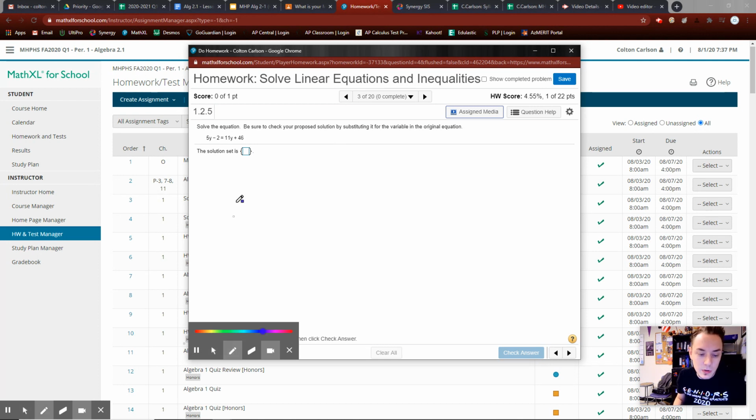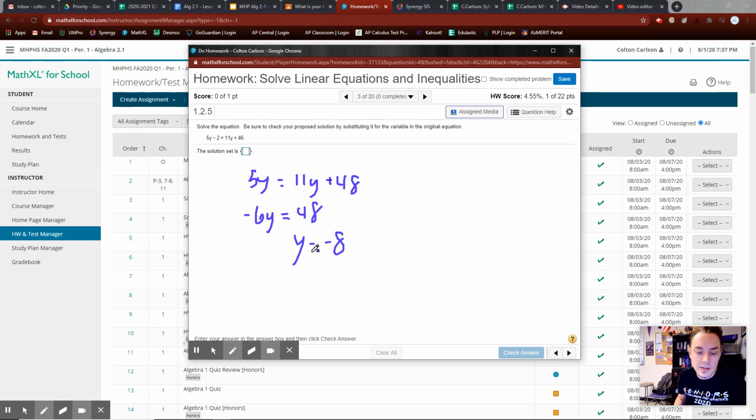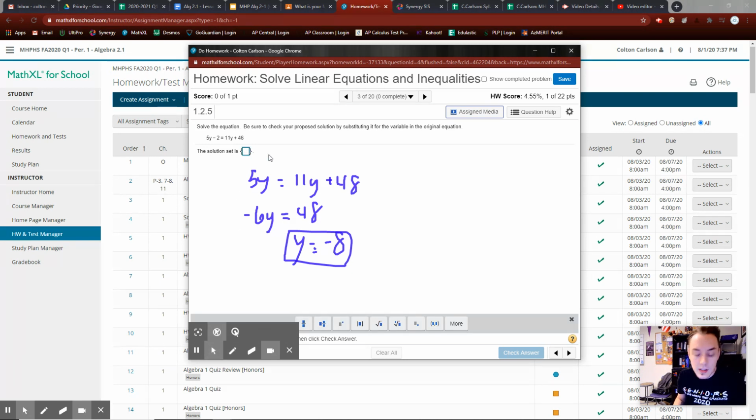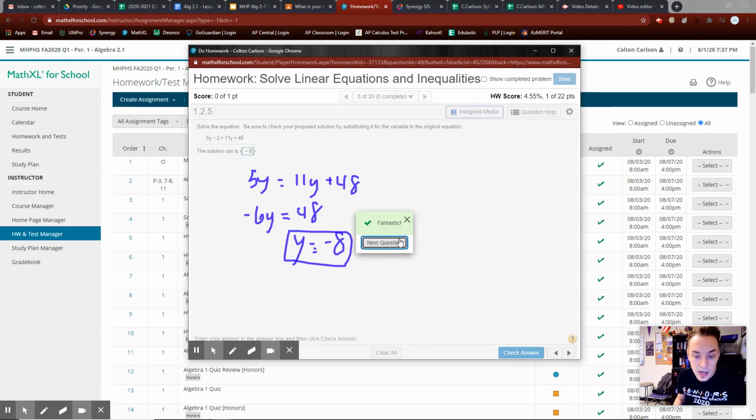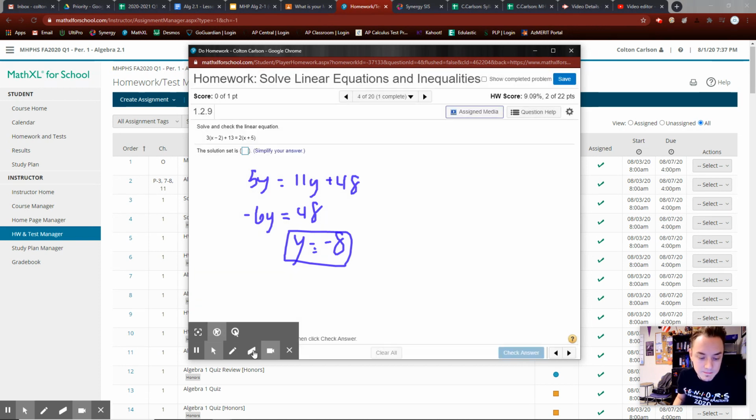If I can solve it real quick, this is 5y and then equals 11y. I add the 2 over, so this is 48. I minus that over, so this is negative 6y equals 48. I divide, so that means this is negative 8. And if I actually type in negative 8 here, my answer, I should get that. Okay, and then you can go to the next question. Isn't that great?